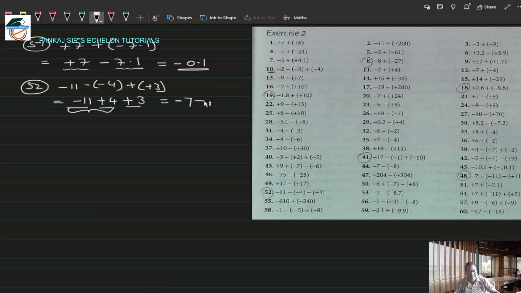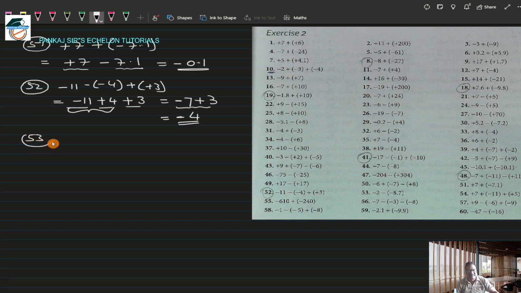Then you have a plus 3 over here. In the second step, I'll solve this. Here again, there are two directed numbers with opposite signs, so I'll take the sign of the bigger number, that is minus. Then I'll subtract the smaller number from the bigger number, that is 7 minus 3, so I'll get 4. So minus 4 is the answer for this entire thing.